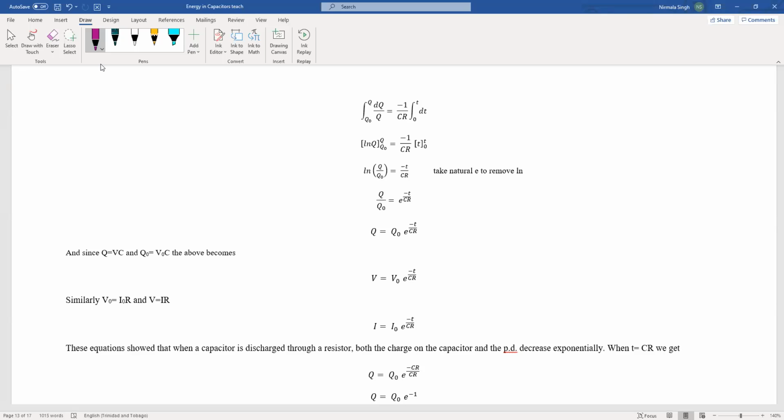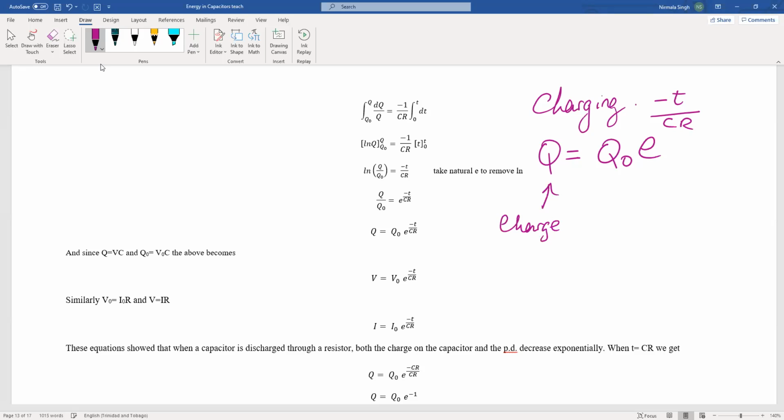When we want to look at charging a capacitor, the formula that defines capacitor charge is Q is equal to Q naught e to the power minus T over CR, where Q is your charge at time T. Q naught is your initial charge. e is the natural log base, so that's going to be on your calculator.